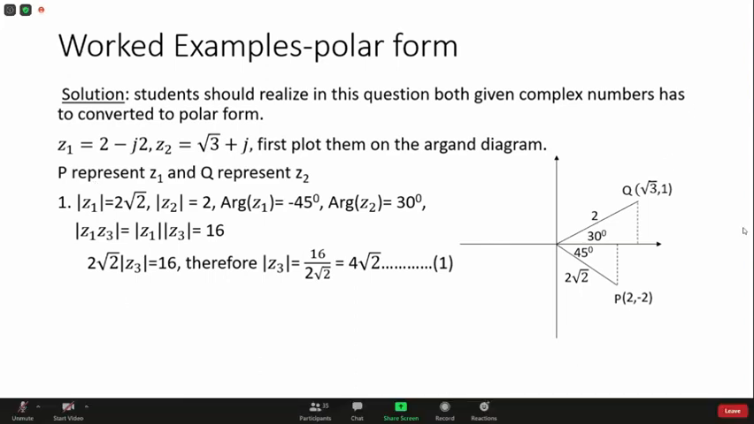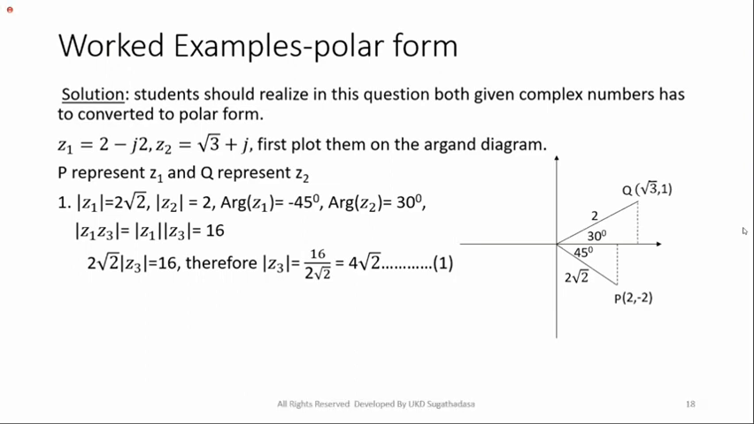From the complex number diagram, P represents Z1, Q represents Z2. Modulus value of Z1 is the square root of 2 squared plus 2 squared, that is the square root of 8, which means 2 square root of 2. Modulus value of Z2: why are you getting 2? Because the square root of 3 squared is 3, 1 squared is 1, 3 plus 1 is 4, and the square root is 2. The argument of Z2 is 30 degrees. On the diagonal you can see, right?